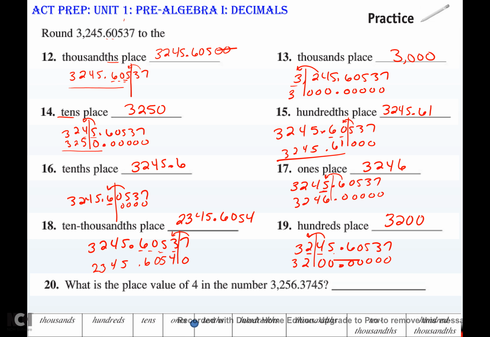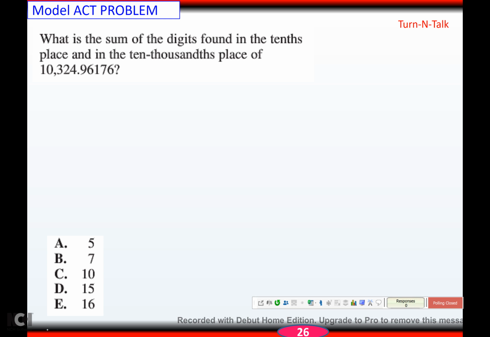And then 20 says, what is the place value of 4 in this number? Well, that would be tenths, hundredths, thousandths. So it's in the thousandths position. Okay? Alright, you do this one, hit pause, come back when you're ready.